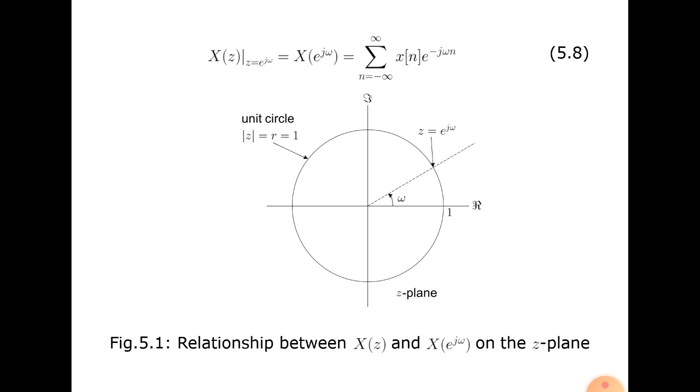So here we have a unit circle, that is modulus of z equal to r equal to 1. So that is the real term and the imaginary term. We have a phase angle ω, and in the z plane we have to substitute the real and imaginary part. That is z equal to e^{jω}, and the phase angle is equal to minus tan inverse of b by a. So this is the relation between the z transform and the discrete time Fourier transform.